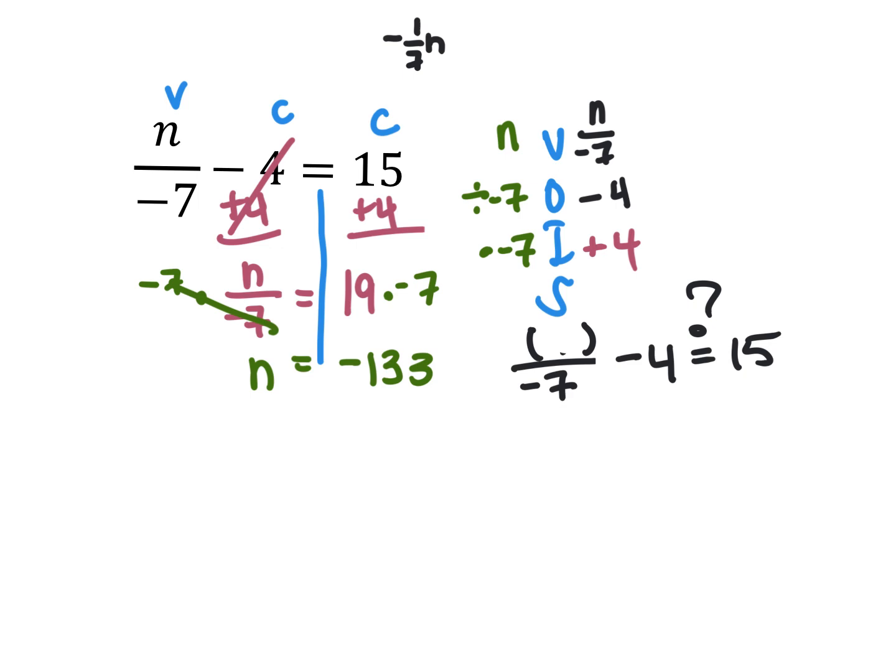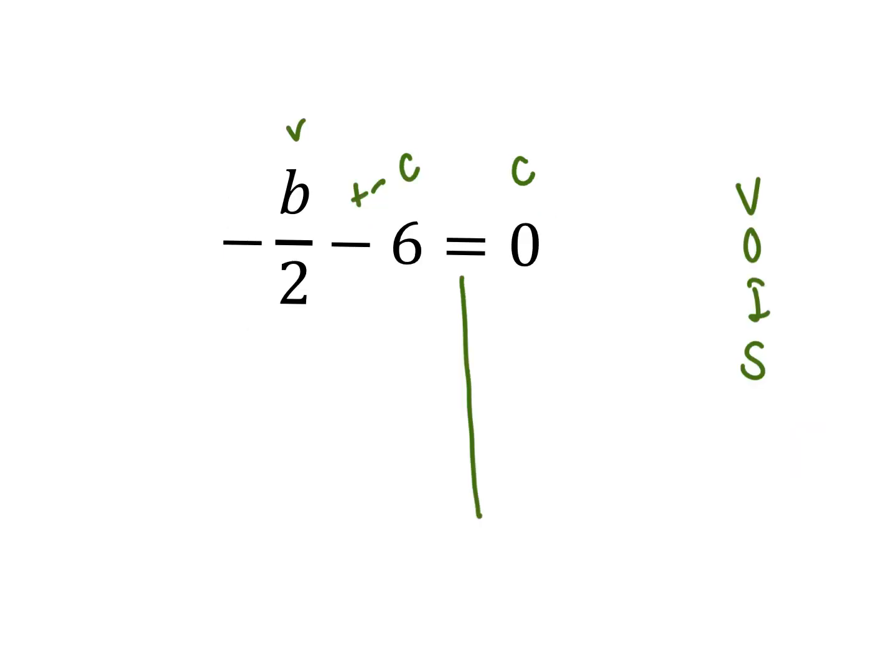Okay, hopefully yours looks like this, and it shows n equal to negative 133. I've written out my equation as it originally looked right here, and I've left that blank space to fill in my variable. So I'm going to put in my calculator, negative 133 divided by negative 7, minus 4, and hopefully it should say 15. And it does, and that makes that true. It checks.